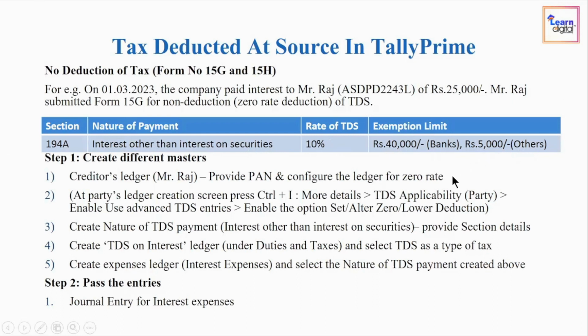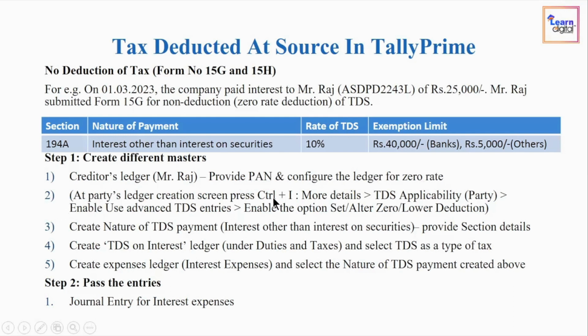So let's start with this. What we have to do? We have to adjust Mr. Raj's ledger, the creditor's ledger, to 0% TDS rate. The first step is creating different masters. We will create the first ledger of Mr. Raj. Here we will provide the PAN details of Mr. Raj and we'll configure this ledger to zero rate. So how to configure? Here is the path.